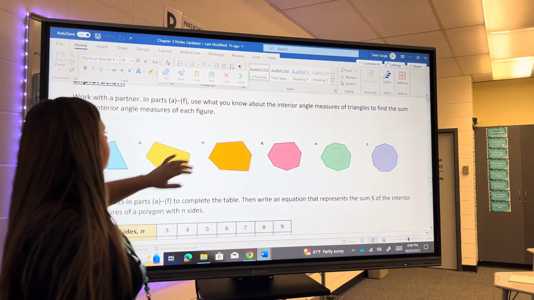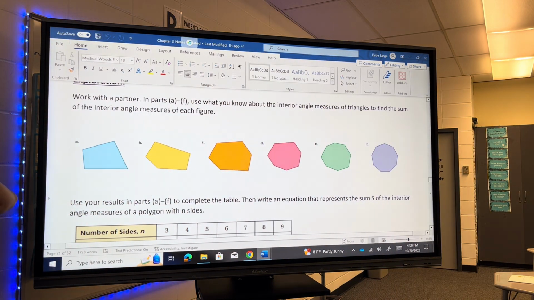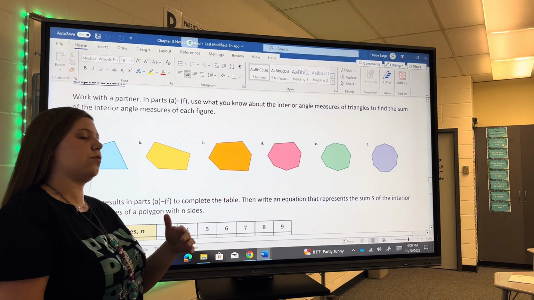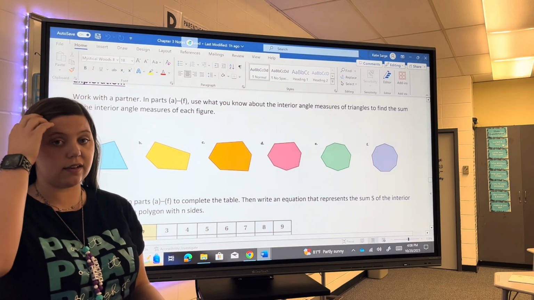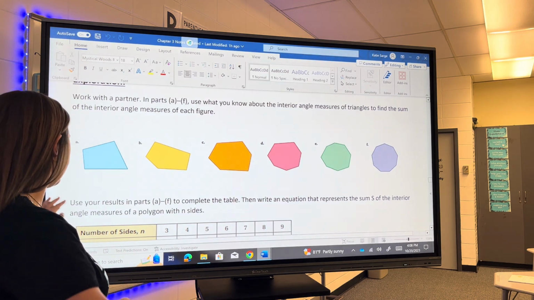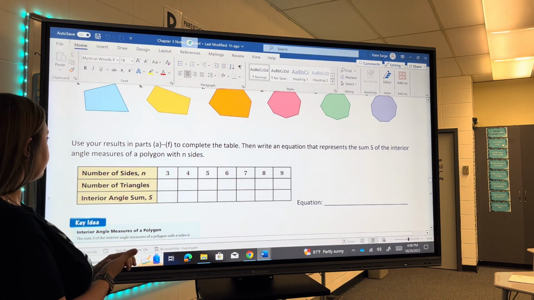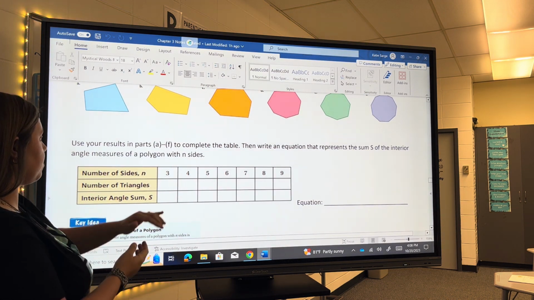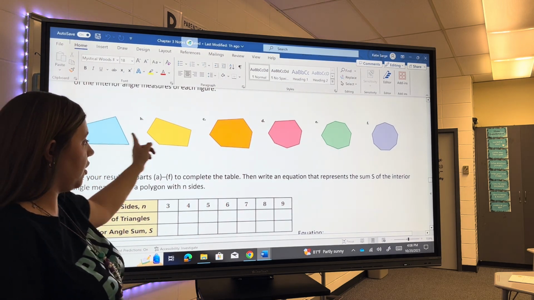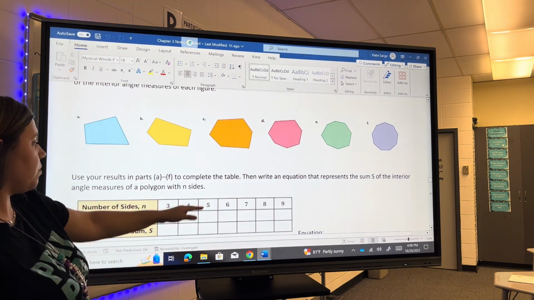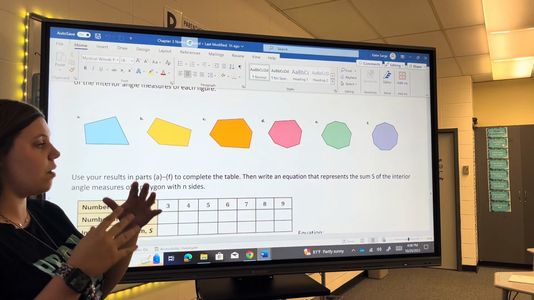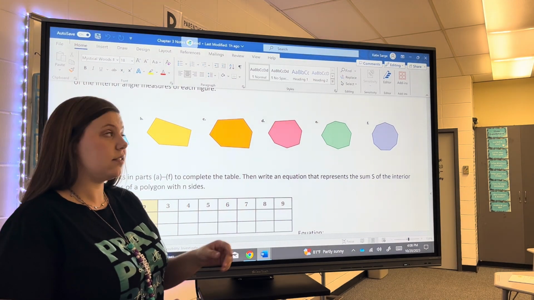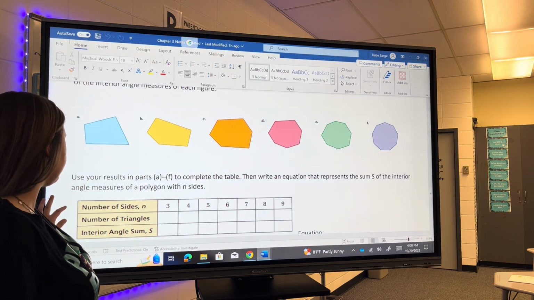Okay. So instead of having to repeatedly draw these triangles over and over and over, there's a quicker method, which is an equation, okay? And we're gonna get to that. But it says, use your results in parts A through F, all of this, to complete the table and write an equation that represents the sum of all of those angles inside together, okay?